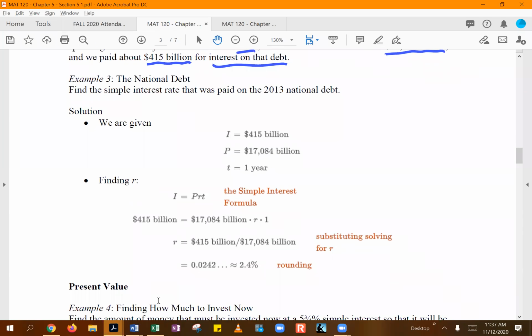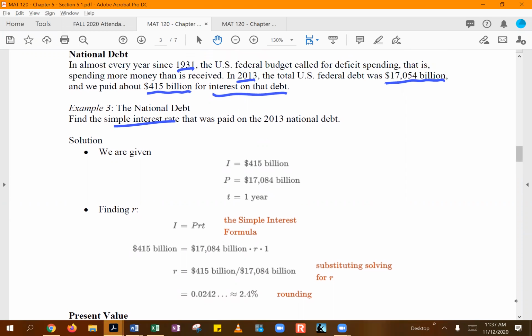All right, so this example is just talking about, find the simple interest that was paid on the 2013 national debt. So we are talking about calculating the rate, right? Because we know the dollar amount itself was 400 billion, so that's the interest. We know at the time the principal or the national debt itself was 17,000.